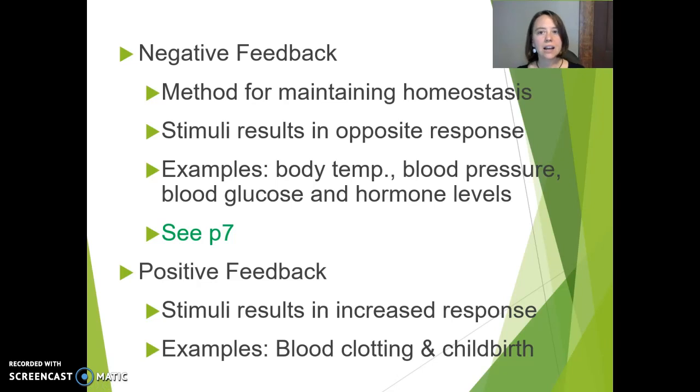Examples are blood clotting, where when you have thrombocytes or platelets that respond to a blood clot, they tell more of the thrombocytes to go to that site. And in childbirth, so when the hormone is released and tells the uterus to contract, that keeps going more and more and more, which is what you want in childbirth because you need to get the baby out.